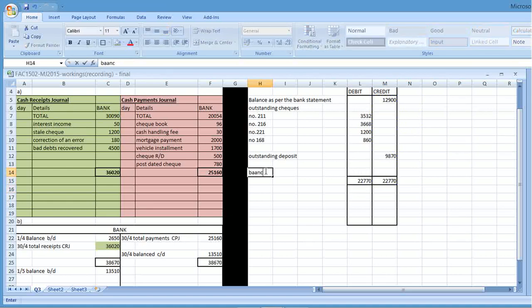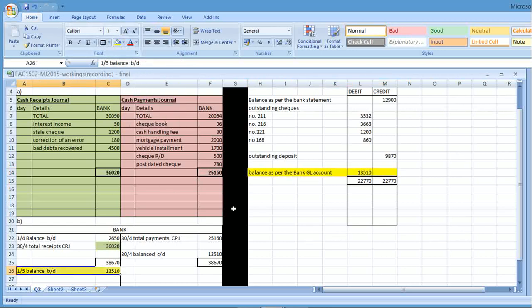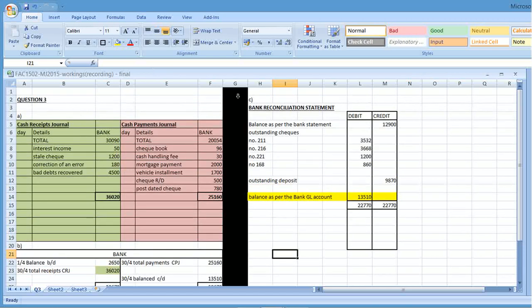The balancing figure is going to be the balance as per the general ledger accounts, the bank general ledger accounts, and that will be equal to my total here, subtract all of those debits. And if that happens, where you get that balance coinciding with that balance, you know you've done the question correctly and you've got full marks. And that's question number 3.